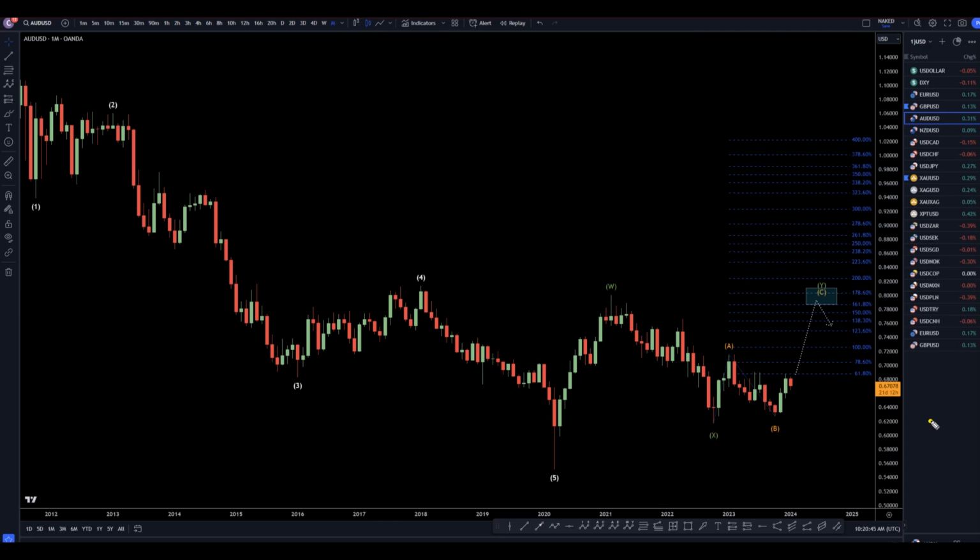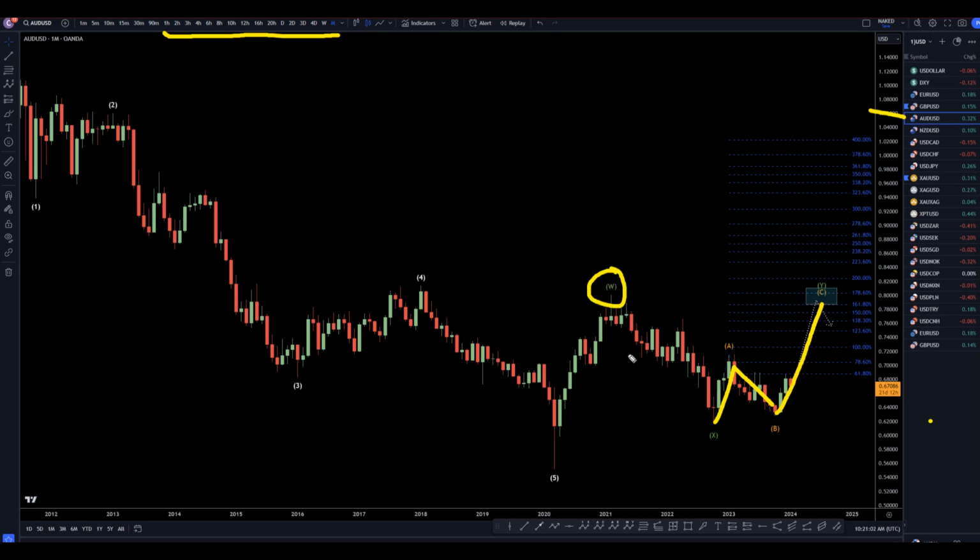Today is Wednesday, January 10th, and I'm going to be analyzing the Aussie US dollar starting on the monthly, working my way down to the 1 hour time frame for the full top-down analysis. So on the Aussie dollar monthly, I still am looking at this as an A, B, and I still think we're in a wave C of wave Y.